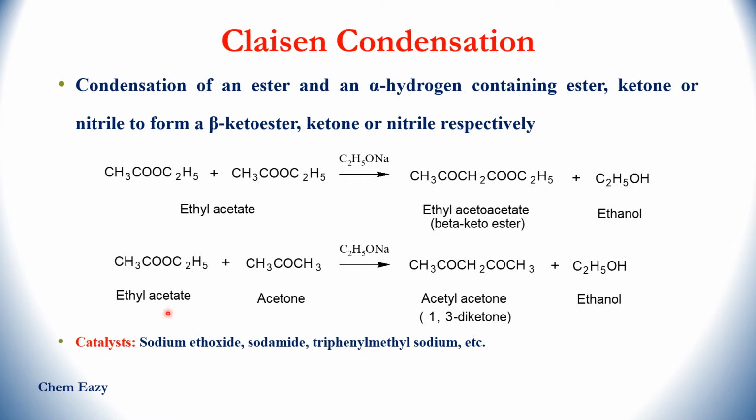If the condensation takes place between ethyl acetate and acetone, that is with ester and ketone, it produces acetyl acetone, which is one of the diketones. And this Claisen condensation reaction can be catalyzed by sodium ethoxide, sodamide, triphenyl methyl sodium.